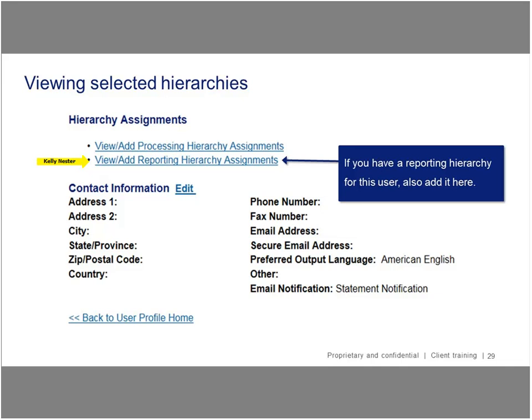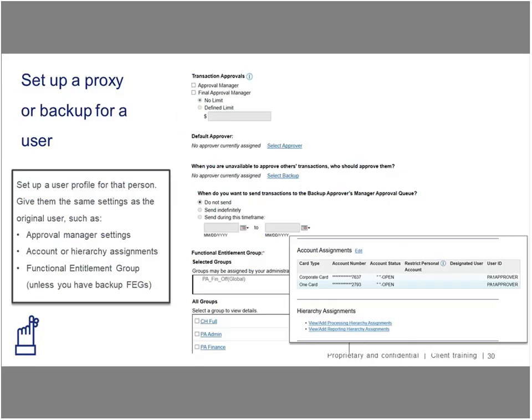Now, once you have assigned your accounts and/or hierarchies, you've completed basically step 2 of setting up your user, and then there's one last thing to do, which is to enter their contact information. So you'll have your edit link here next to contact information. Oh, I'm sorry, I skipped something. Before we go to contact information, let me talk for a moment about setting up proxies.